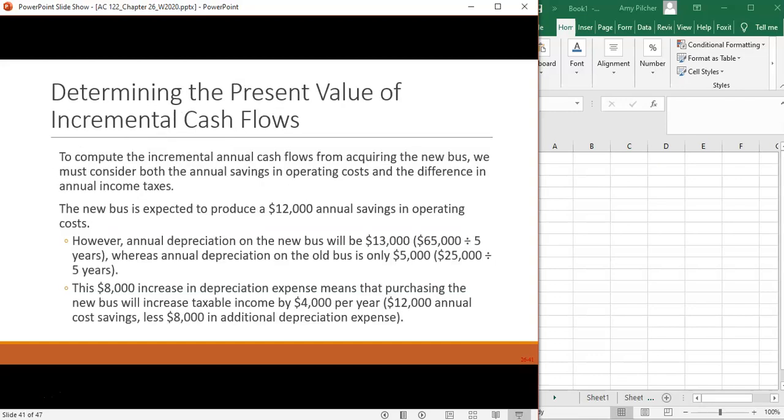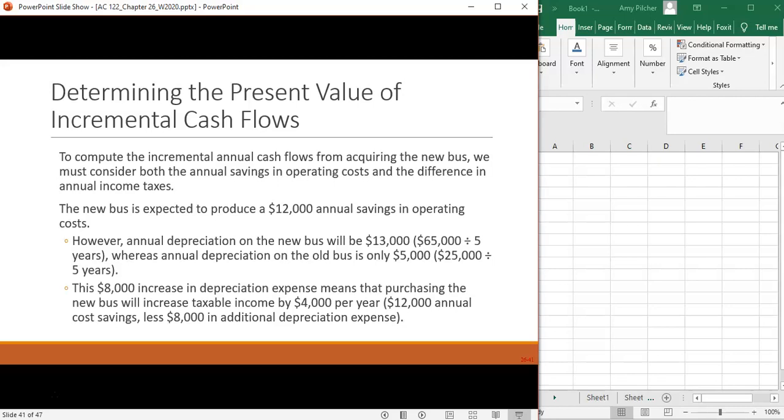So we're going to look at the incremental cash flows. So we're supposed to produce an estimated $12,000 annual savings in operating costs. So that's the difference between that $30,000 in costs and $18,000 in costs. So if we're currently spending $30,000 to maintain the old bus, we're going to save $12,000. We're also going to have depreciation. So we're going to have an increase in our depreciation, which lowers our tax liability. So that increase in depreciation means that purchasing the new bus increases taxable income by $4,000 per year.